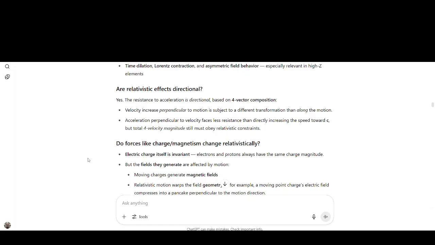Velocity increase perpendicular to motion is subject to a different transformation than along the motion. Okay, so if you're trying to go perpendicular to the way you're going, it's different than trying to keep going the way you're going. Acceleration perpendicular to velocity faces less resistance than directly increasing the speed towards c, but total, I'm guessing, 4-vector velocity magnitude must still obey relativistic constraints.